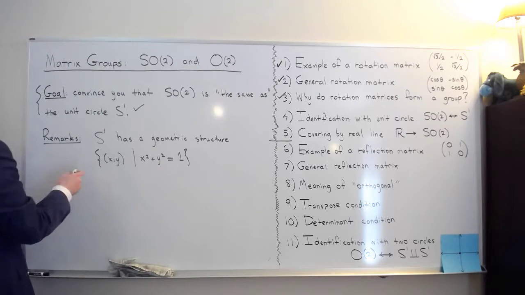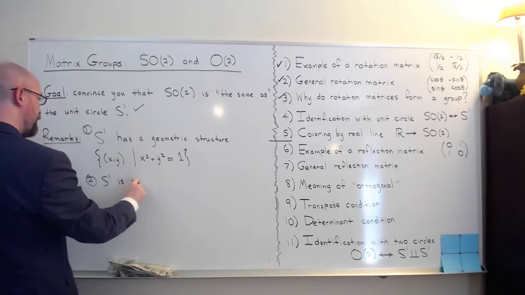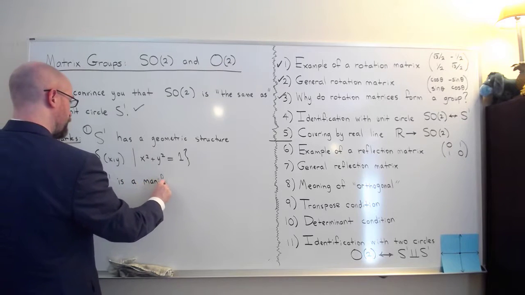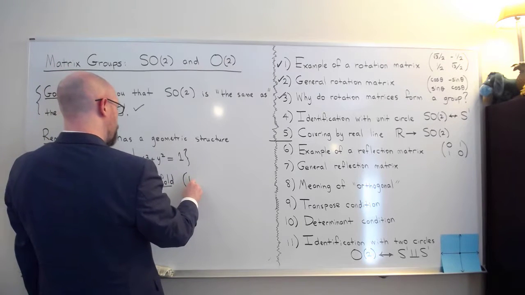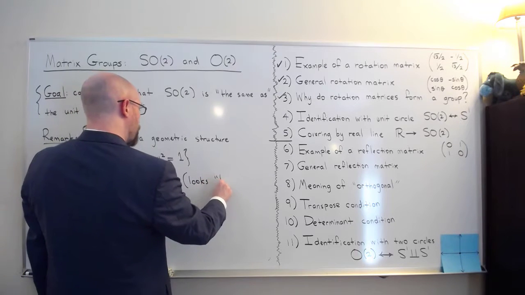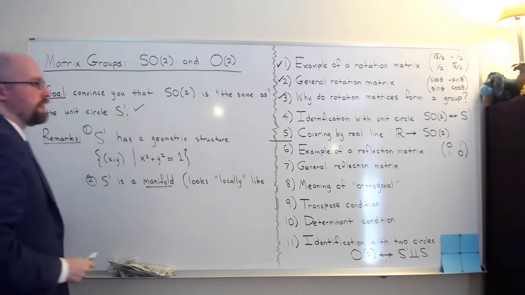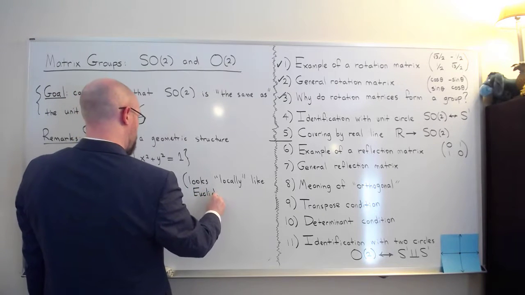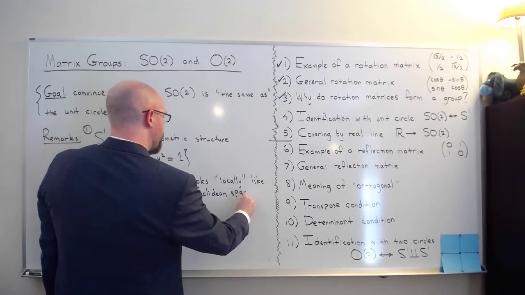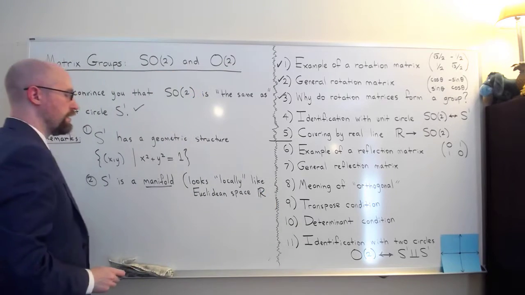Now, continuing the same way, S1 is a manifold. It's what's called a manifold. And what this means is that it looks locally like Euclidean space. And so what does Euclidean space mean? Well, in this case, the Euclidean space is just the real line, R.